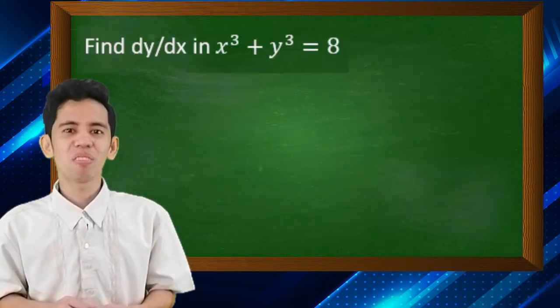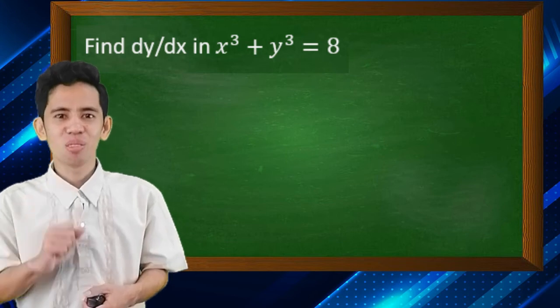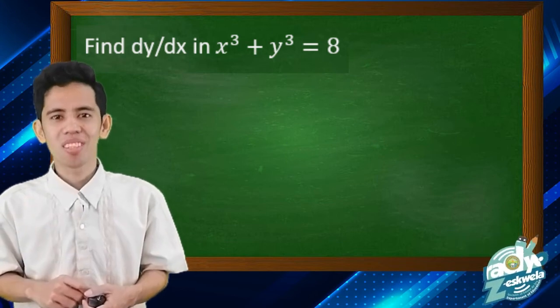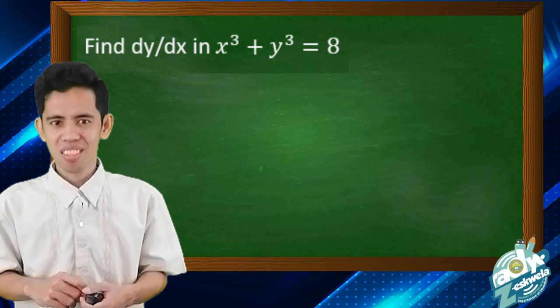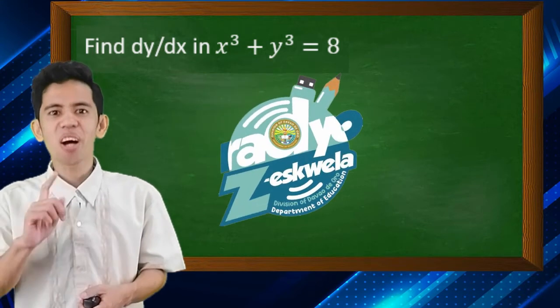Find dy over dx in x cubed plus y cubed is equal to 8. We'll check your answer after this break.